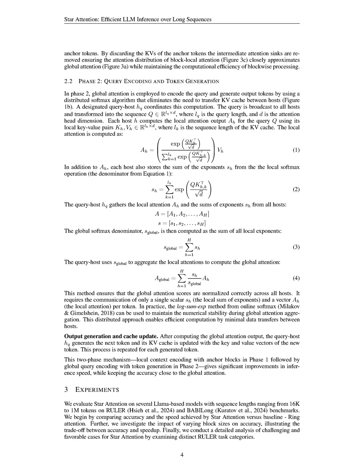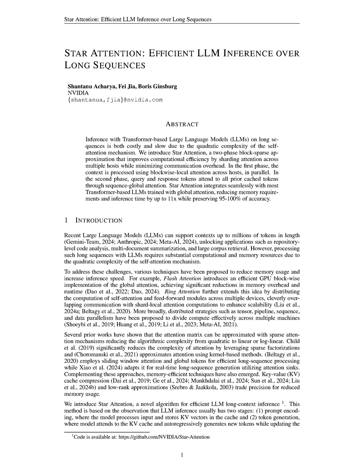In the second phase, query encoding and token generation, the query is broadcasted to all hosts, which compute local attention outputs using their respective KV pairs. A designated query host aggregates these local outputs and computes a global softmax denominator, ensuring that the global attention scores are normalized correctly. The query host then generates the next token and updates its KV cache, repeating this process for each subsequent token. This two-phase approach significantly enhances inference speed while maintaining high accuracy, closely approximating the performance of full global attention.